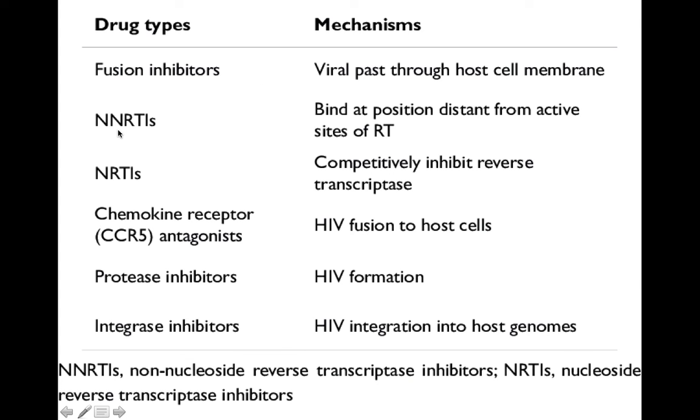And then we have nucleoside reverse transcriptase inhibitors. These bind to a position distant from the active site of reverse transcriptase. Then we have non-nucleoside reverse transcriptase inhibitors, which completely inhibit reverse transcriptase, an enzyme which is very important in HIV. So we have a chemokine receptor antagonist.